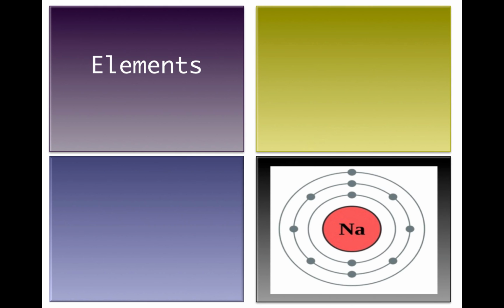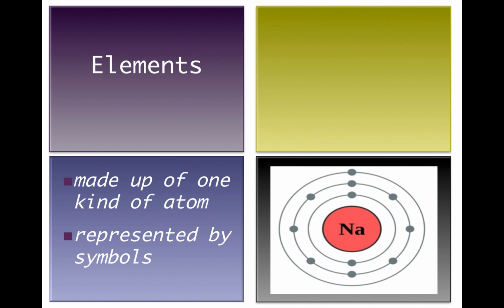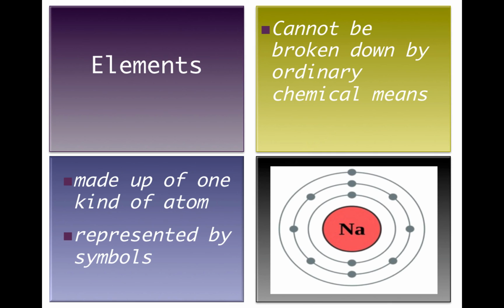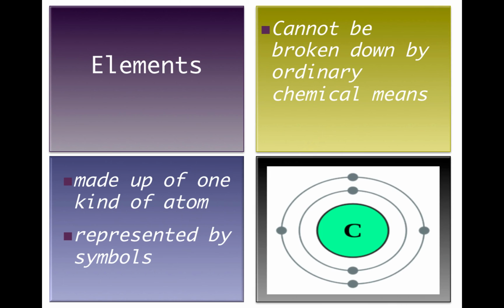Let's look at elements first. Elements are made up of one kind of atom. Elements are represented by symbols. Elements cannot be broken down by ordinary chemical means. The figure in the lower right-hand column represents an atom of sodium. Na is the symbol for sodium. This figure represents an atom of carbon. The symbol for carbon is C.